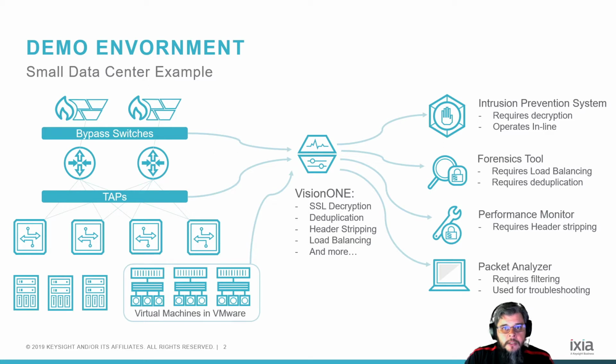And then on the right-hand side of this diagram, we also have the tools that we'll be using in this environment. So we talked about the IPS, which will be an inline security tool. We have a forensics tool, which wants to grab traffic from multiple sources on the network, but requires deduplication. If you think about a forensics tool that's capturing every single packet and storing that somewhere, storing duplicate packets means you need more hard drive space, or you're going to reduce the retention time for your forensics tools. So deduplication here helps make the life of the tool last longer.